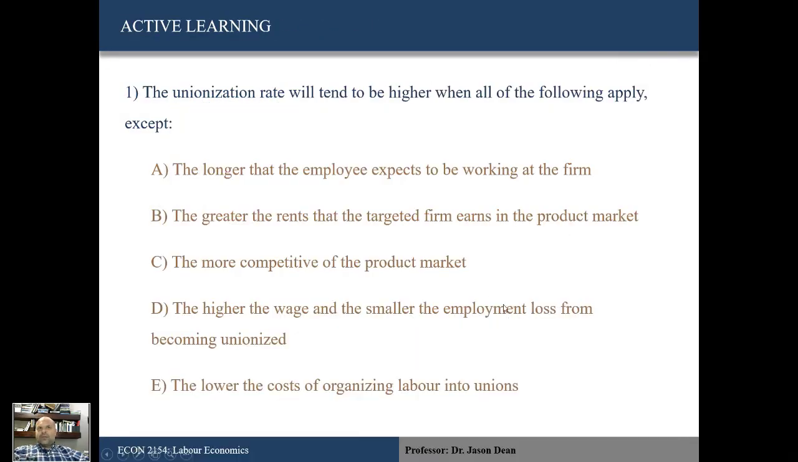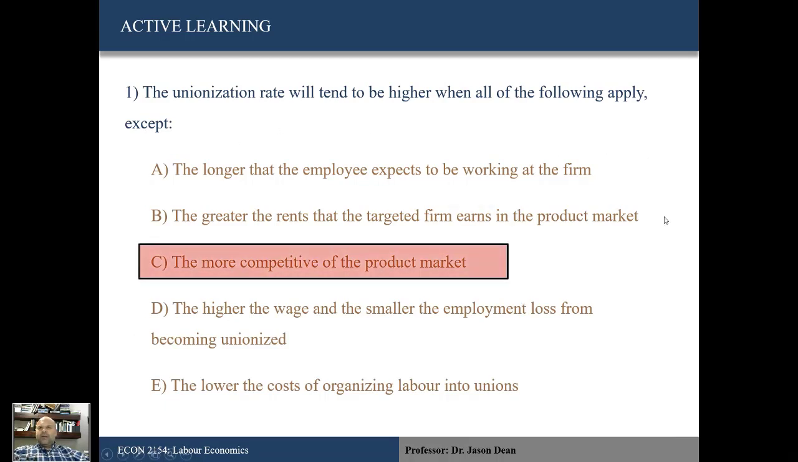Okay, so let's finish up with some active learning questions. So the first question asks, the unionization rate will tend to be higher when all of the following apply except. So maybe you can pause the video, think of what the answer would be. Okay, so the answer here is the more competitive the product market.